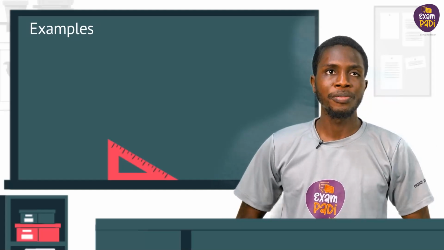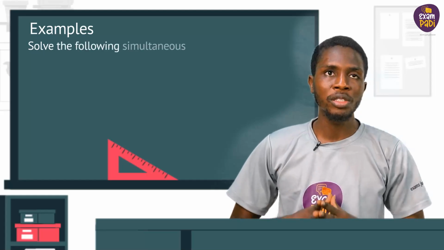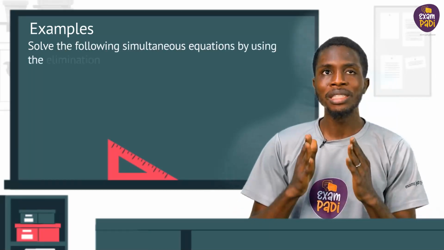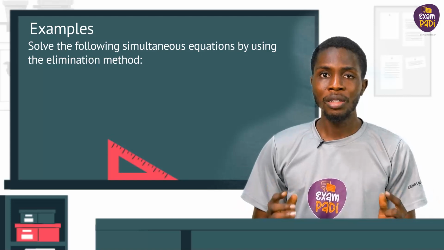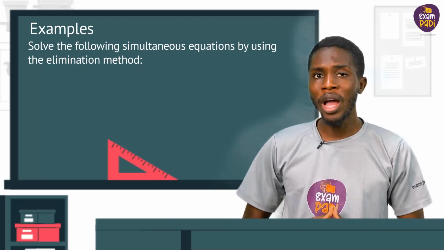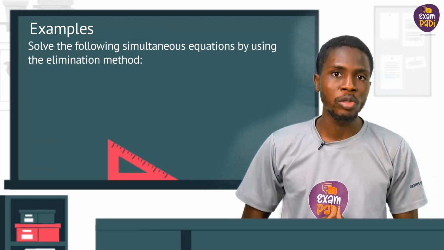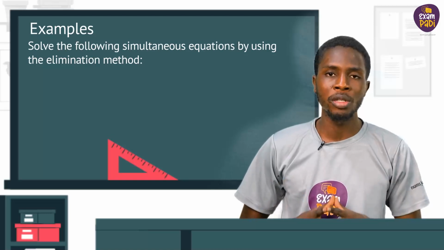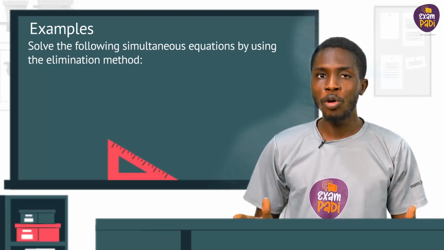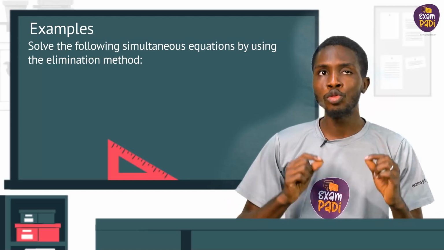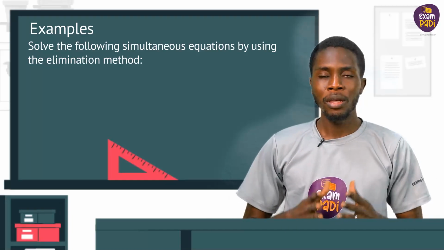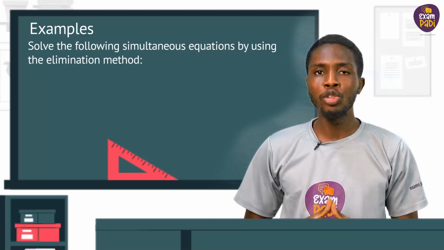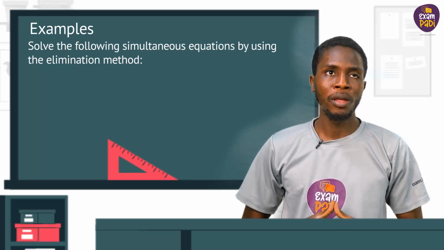For example, solve the following simultaneous equations by using the elimination method. Remember, some questions will require you to use a particular method in solving a pair of simultaneous equations, while some would not require you to use a particular method. Take note of that. In this example, we are making use of the elimination method.